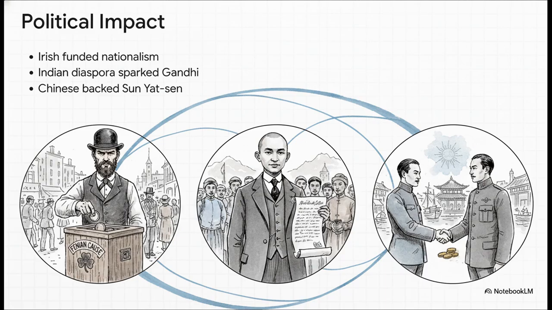And here's the thing. Far from being passive victims of history, these groups became incredibly powerful global political actors. For example, Irish Americans actively funded the Fenian Brotherhood and the Easter Rising back home. Over in South Africa, a young Mohandas Gandhi actually began his political career fighting for the rights of the Indian indentured community there. Meanwhile, Chinese diaspora networks provided vital financial backing for Sun Yat-sen's Republican movement. They ultimately used their transnational networks to challenge the very empires that had moved them in the first place.